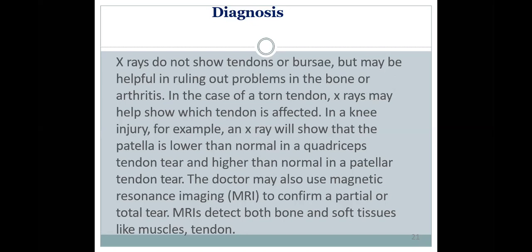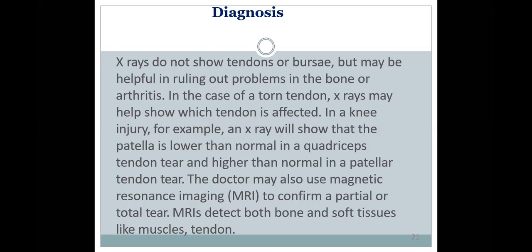And in the case of a torn tendon also, if the tendon is torn, then X-ray may help to show which tendon is affected, because this can also cause pain and other symptoms similar to tendinitis and bursitis. In a knee injury, for example, X-ray will show that the patella is lower than normal in a quadriceps tendon tear and higher than normal in a patellar tendon tear. From X-ray we can find out these. This is not actually bursitis or tendinitis, but this condition may also manifest symptoms similar to bursitis and tendinitis.